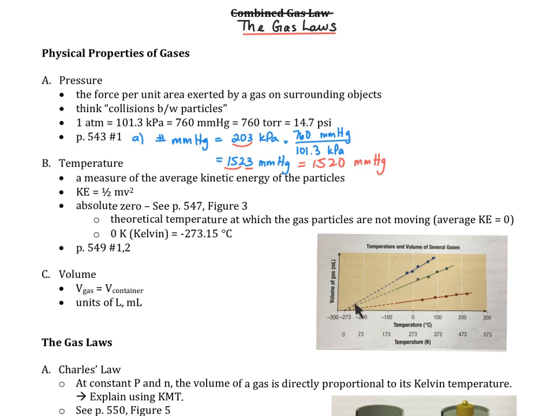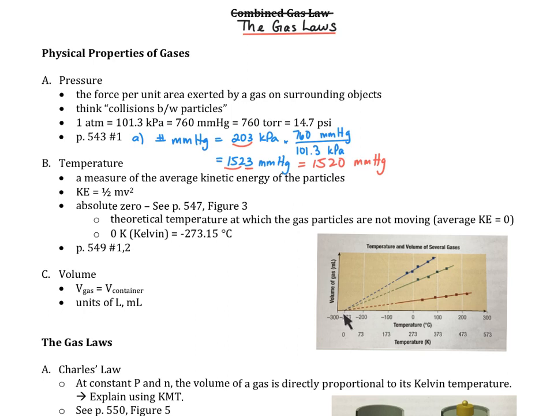Now, the dashed line for each of these green, red, and blue lines, notice the interesting part here. If you extrapolate those lines of best fit, you end up all back at negative 273.15 degrees Celsius. And so the idea is that at this point, the volume of the gas is zero. In other words, the particles are not moving.